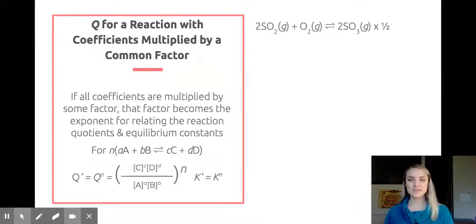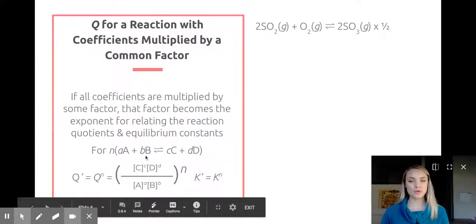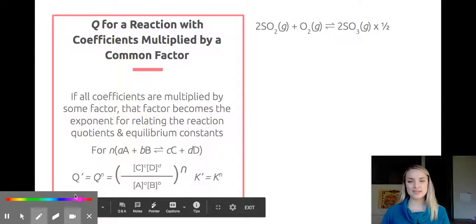Let's take a look at the form of Q for a reaction with coefficients multiplied by a common factor. So if we take a reaction and we multiply all the components in our reaction, the products and the reactants, by a common factor. If this is our reference reaction, and we're multiplying by a factor of n, then Q to the n power is equal to the ratio of products to reactants raised to the n power as well.